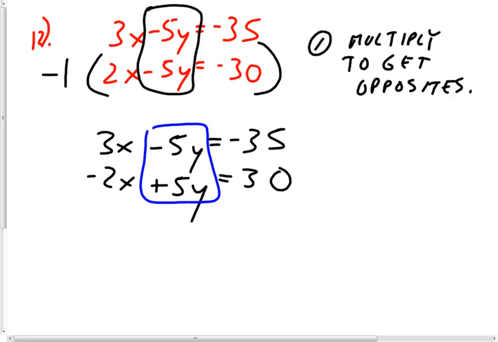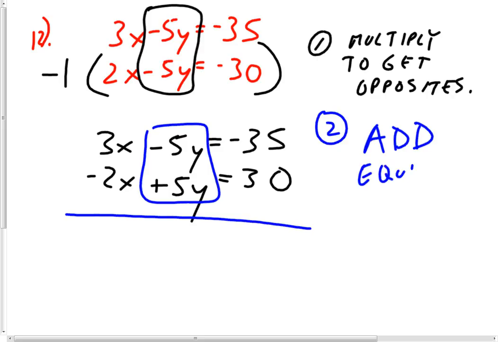So you can either go after the x's or the y's. You take the easiest path to your answer. What do I do? What's the second step, Josh? What's the second step? Negative 2x plus 5y equals 30. Why is that 30 positive and not negative? Because we multiplied everything times the negative 1.